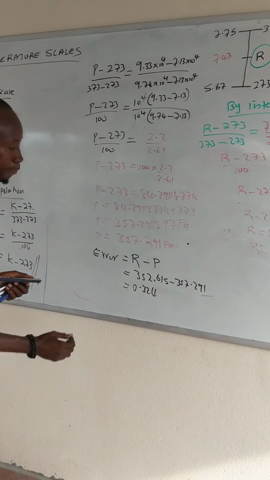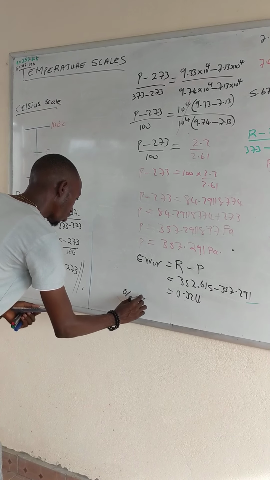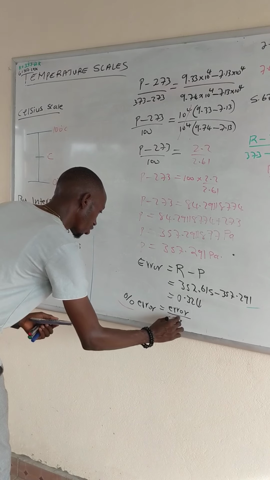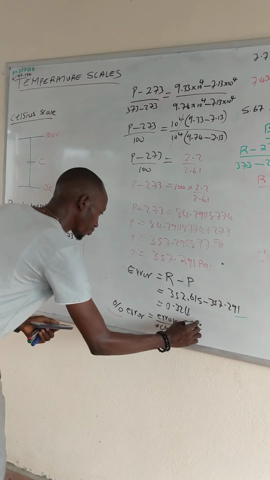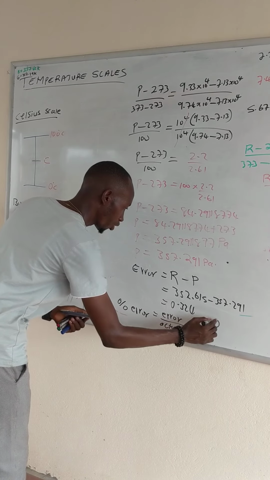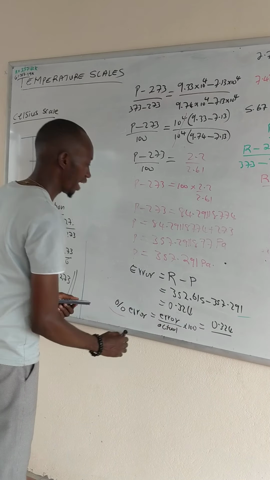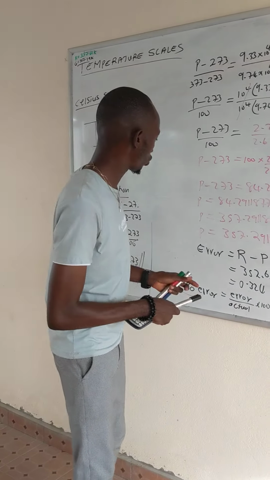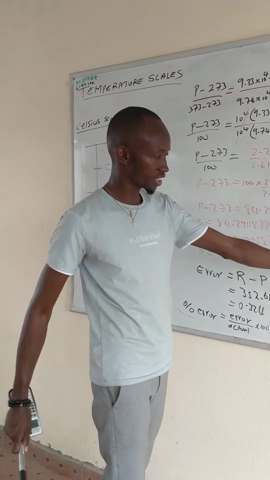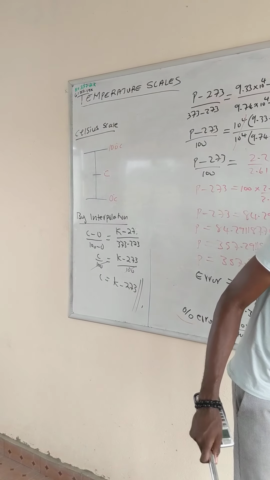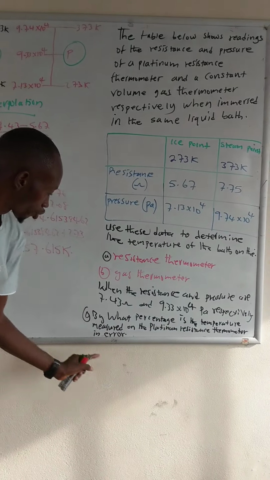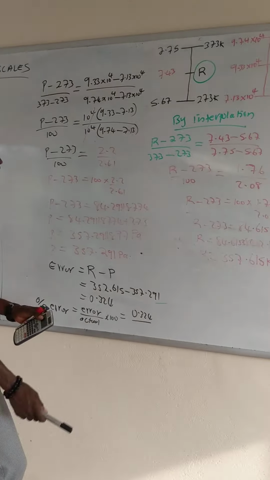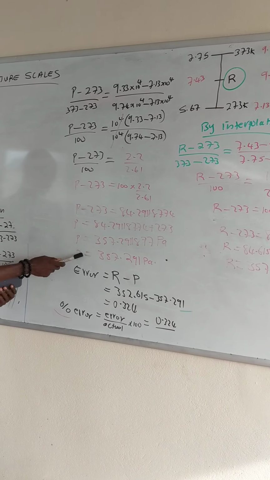So we are required now to find the percentage error. Percentage error is going to be the error all over the actual, times 100. What is the error? This is the error, which is 0.324, divided by the actual now. Which actual are we going to consider? This is where the question lies. Because we have two values, in terms of the gas and in terms of the resistance. But the question says, by what percentage is the temperature measured on the platinum? So our focus is on the platinum resistance thermometer. And the platinum resistance thermometer is this. So this is the value that we need to consider.